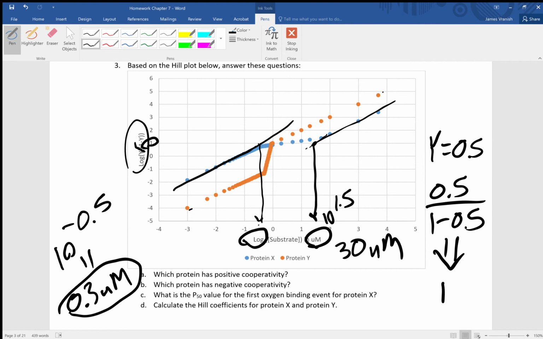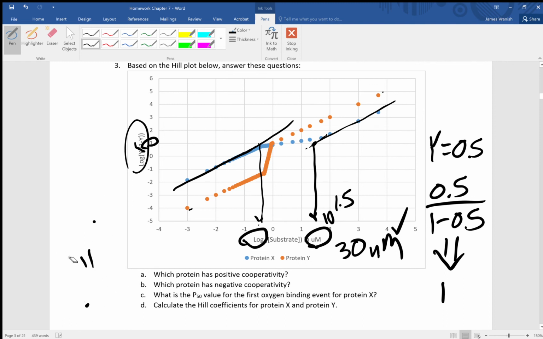So you can directly now see the negative cooperativity. The first binding event is very strong. The last binding event is relatively weak. Now let's do the same thing here for the orange curve.